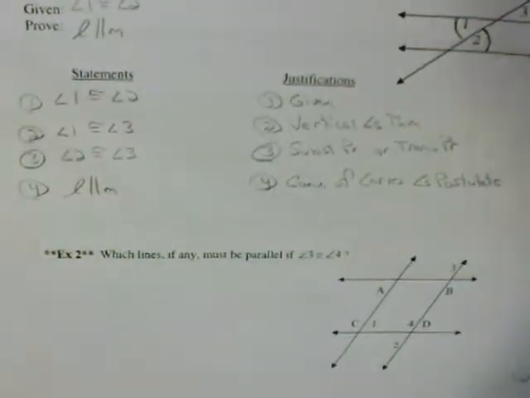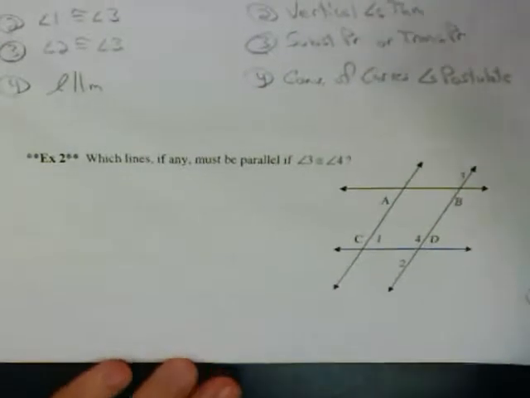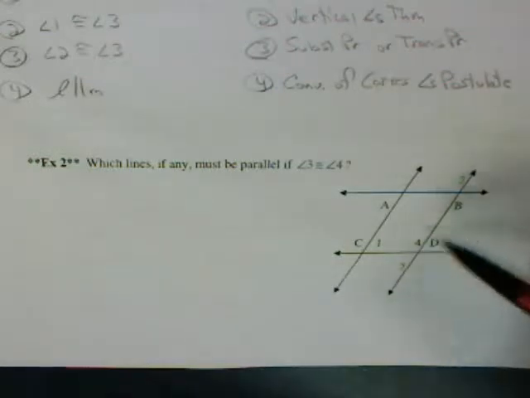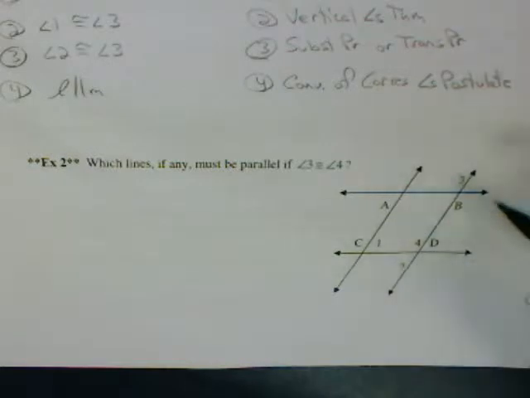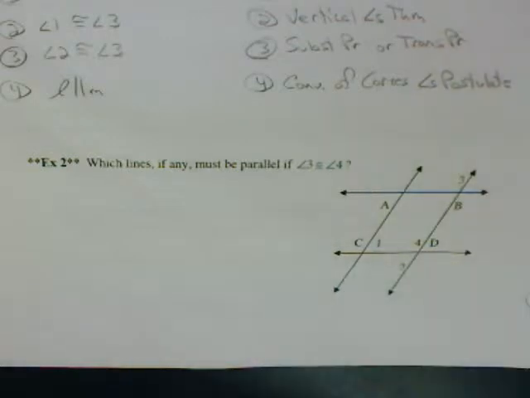Moving on to example 2 at the bottom of the page. It says which lines, if any, must be parallel if 3 is going to be congruent to 4. So if you're trying to show to someone that 3 has to be equal to 4, which lines would you be interested in? Well, it comes back to the idea, kind of like the homework problem we had the other day. Which 3 of these lines do you need to build angles 3 and 4? Because there are 4 lines here, and one of them is not necessary.